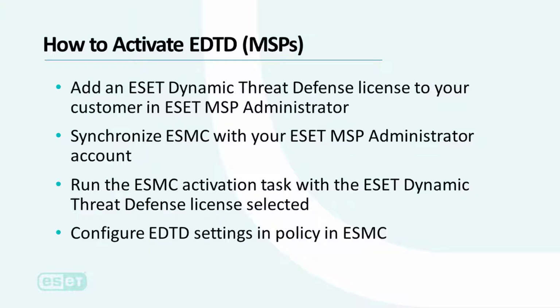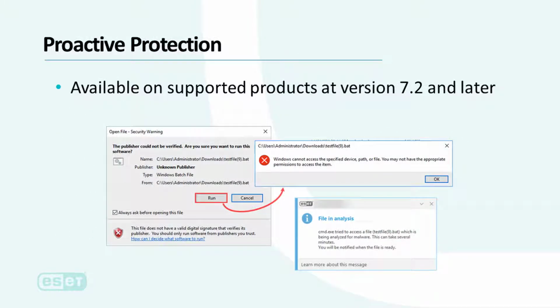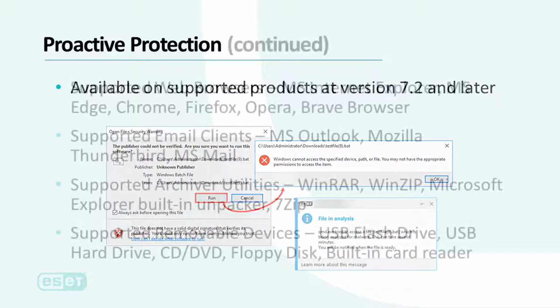When running version 7.2 and later of an ESET security product supported by ESET Dynamic Threat Defense, proactive protection becomes available. At the time of this recording, this affects ESET Endpoint Antivirus for Windows and ESET Endpoint Security for Windows. If a file is submitted to ESET Dynamic Threat Defense, proactive protection blocks its execution during the analysis by ESET Dynamic Threat Defense until the results of the analysis are received or a configurable time has elapsed.